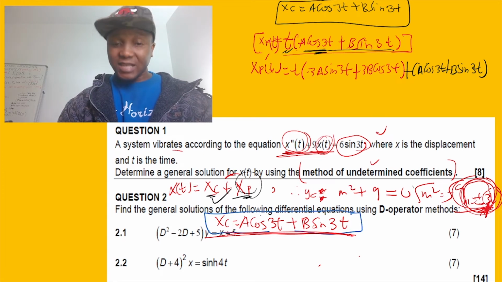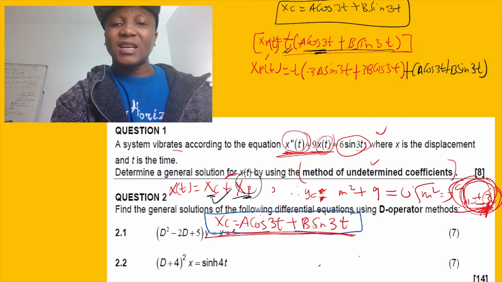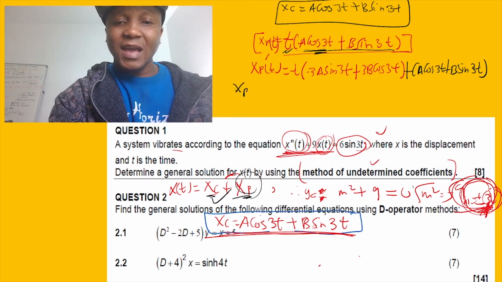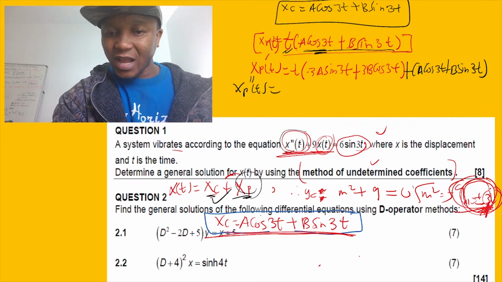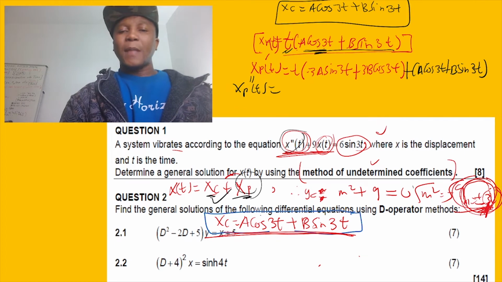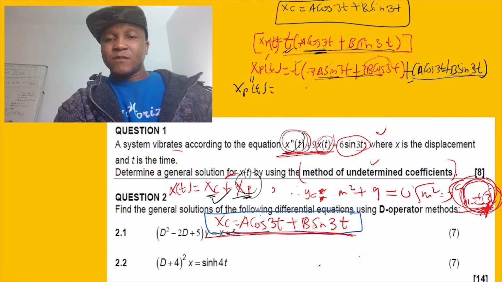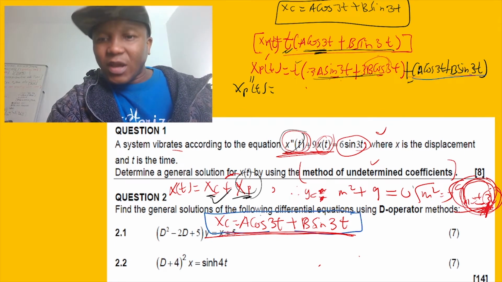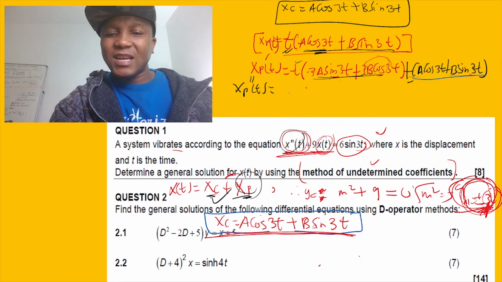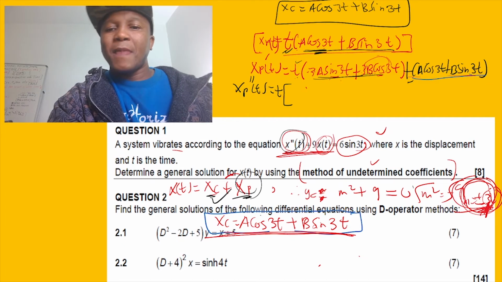Hey, but we need the second derivative. How are we going to get the second derivative? So we say, okay, well, x_p second derivative of t. Why do we need that? Because we want to come and substitute here. Second derivative means we differentiate that one and then put that. So now we have to find the second derivative. Second derivative is going to be constant, and then we differentiate that one.